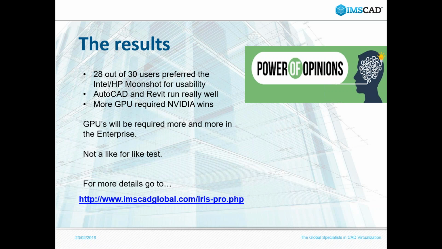Now, it wasn't like loads in it. It was quite close, but it was a really interesting result, and obviously people that were using AutoCAD and Revit really saw a big difference, I think, overall, and it was really surprising. We found that for CPU based apps, for sure, this sort of solution with Intel and HP can deliver. But if you have more GPU apps, such as SolidWorks, Siemens NX, CATIA, those sort of apps, I think you should still be looking at NVIDIA as a solution.